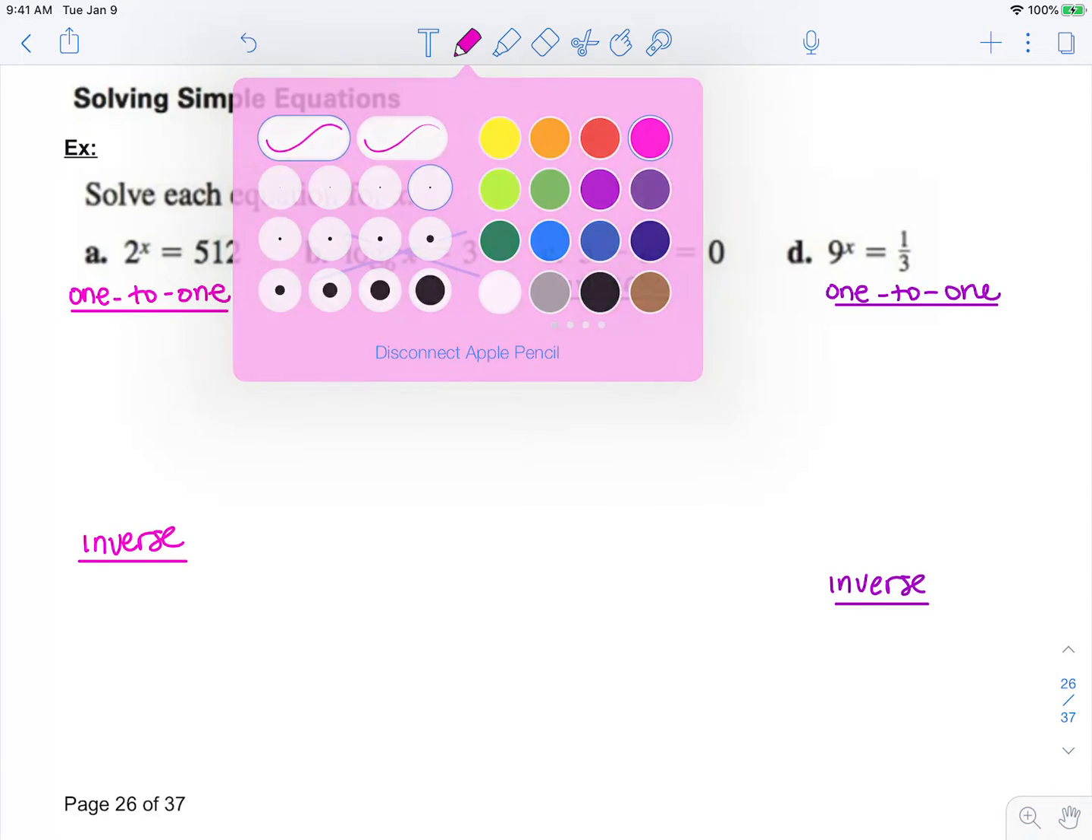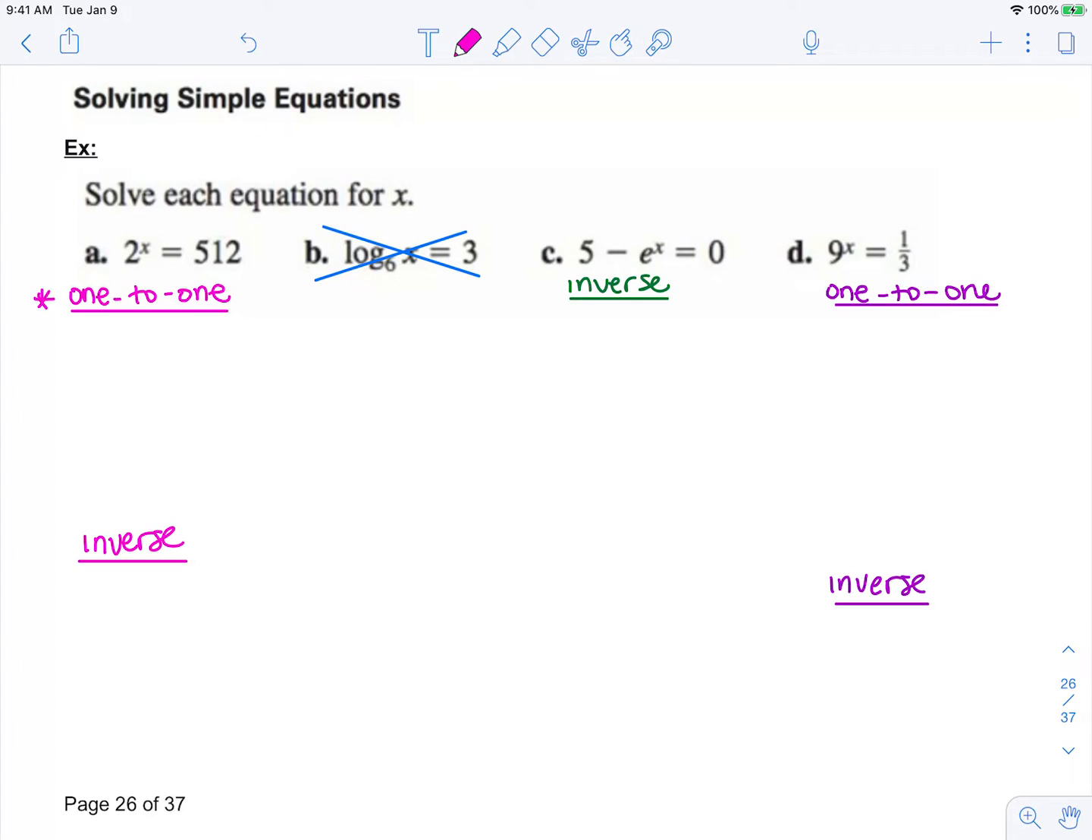Honestly, I would prefer the one-to-one property whenever you can use it because it requires you to become familiar with powers. So we can rewrite 512 as 2 to the 9th power. And then the one-to-one property tells us that if 2 to the x equals 2 to the 9th, then x equals 9.